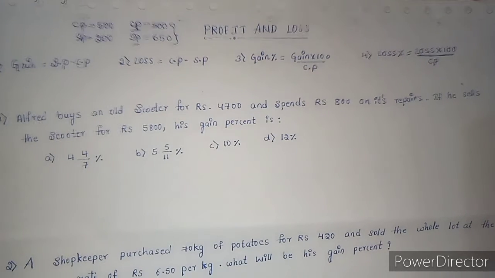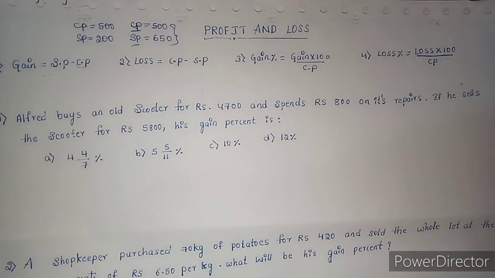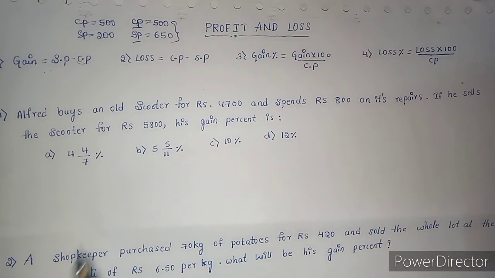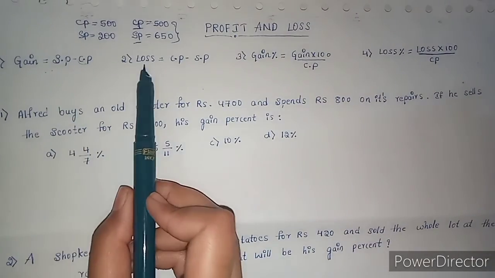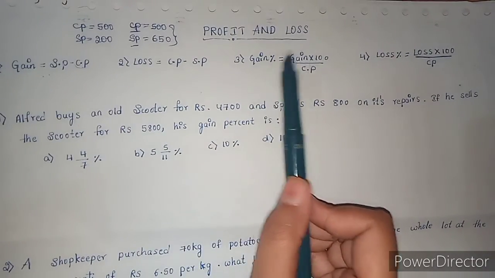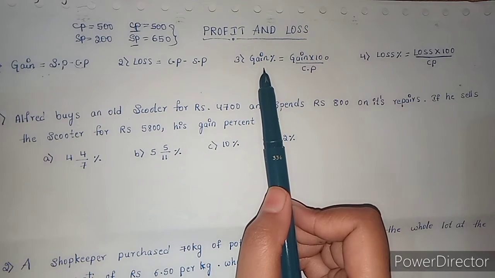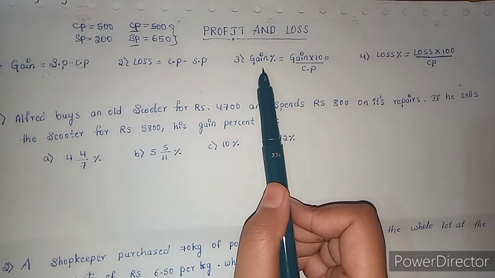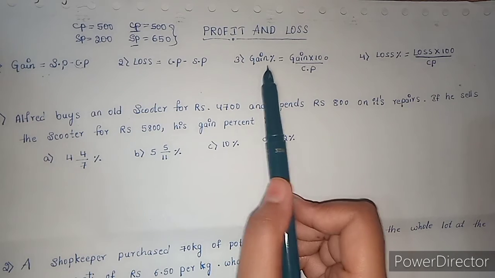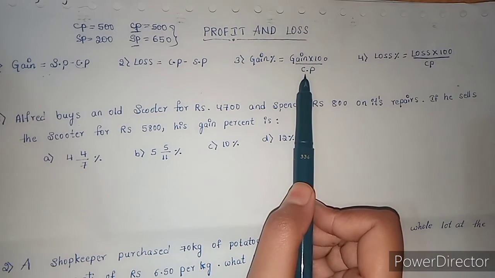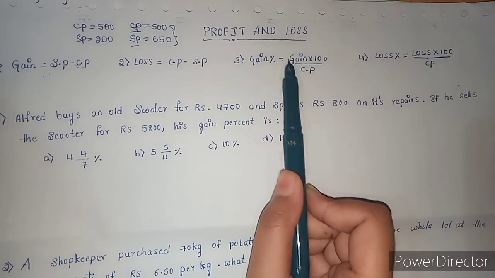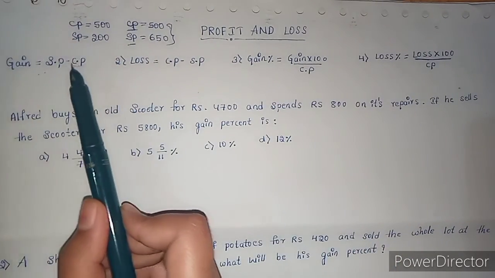So today in this video, I will solve a few questions related to only these 4 formulas. You will get some more formulas in profit and loss. Today let's solve only questions related to gain, loss, and one more, gain percent. Sometimes a question asks to find gain percent. At that time we have the formula gain into 100 by cost price. You know what gain is: gain is selling price minus cost price.